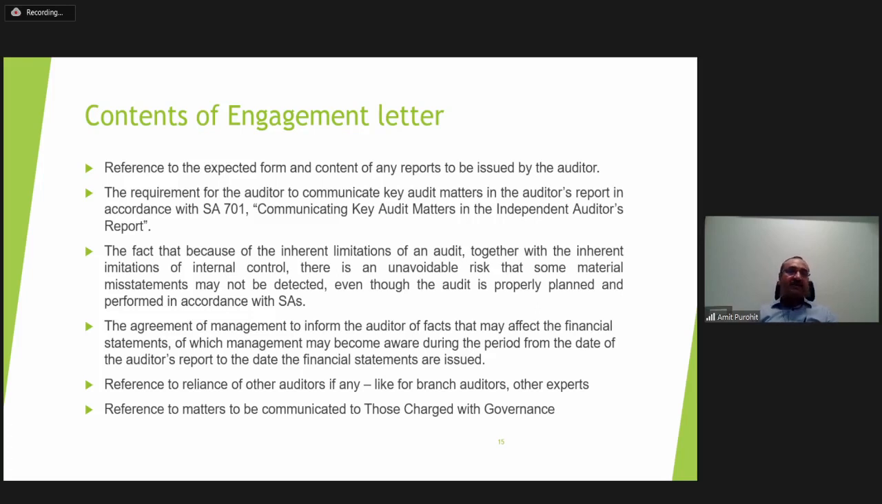Reference to reliance on any other auditors, if any, like the branch auditors, other experts. So the auditor will mention in the engagement letter that during the course of the audit, they may rely on the reports of the branch auditors. They may take the help of other experts or not. Reference to the matters to be communicated to those charged with the governance. Now, if during the course of the audit he finds certain important findings, and he comes to the conclusion that he needs to make those charged with the governance aware of those facts, then he will communicate those matters to the persons who are in the capacity of the board of directors or the audit committee.